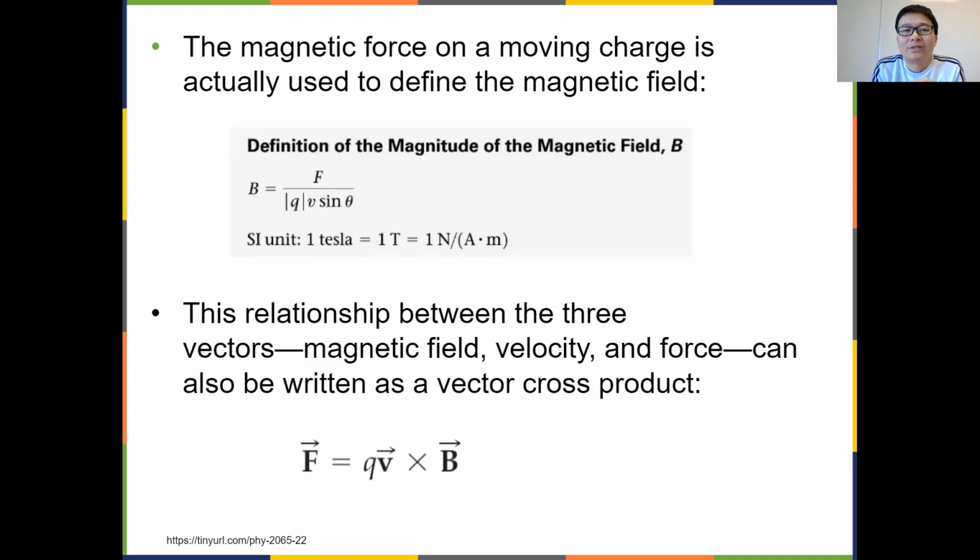So 1 Tesla, or T for the abbreviation of the unit, is equivalent to 1 Newton over amperes times meters. Because there's a sine theta here, if you go back to the force, F equals the absolute value of Q, V, B sine theta. We know that if you have two vectors, V cross B gives the magnitude of V times B times sine theta. So the force is really coming from the cross product of the velocity of the charged particle and the magnetic field, times the charge as a scalar. Cross product of two vectors results in a vector. So F equals Q V cross B.